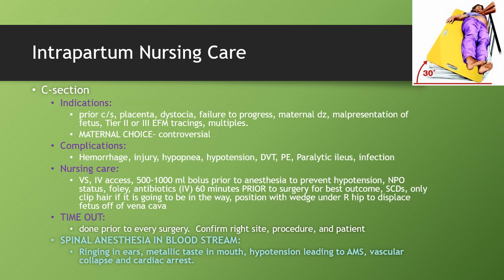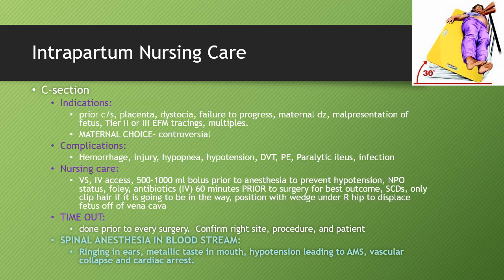And then we want to position the patient with a wedge under the right hip, so elevate the right hip to displace the fetus off the vena cava. A timeout is called to make sure that we have the correct site, the correct procedure, and the correct patient. It's done prior to every single surgery, whether it's emergent, urgent, or non-urgent. It doesn't matter to us. Complications, as I said, include hemorrhage, injuries, and post-delivery complications.